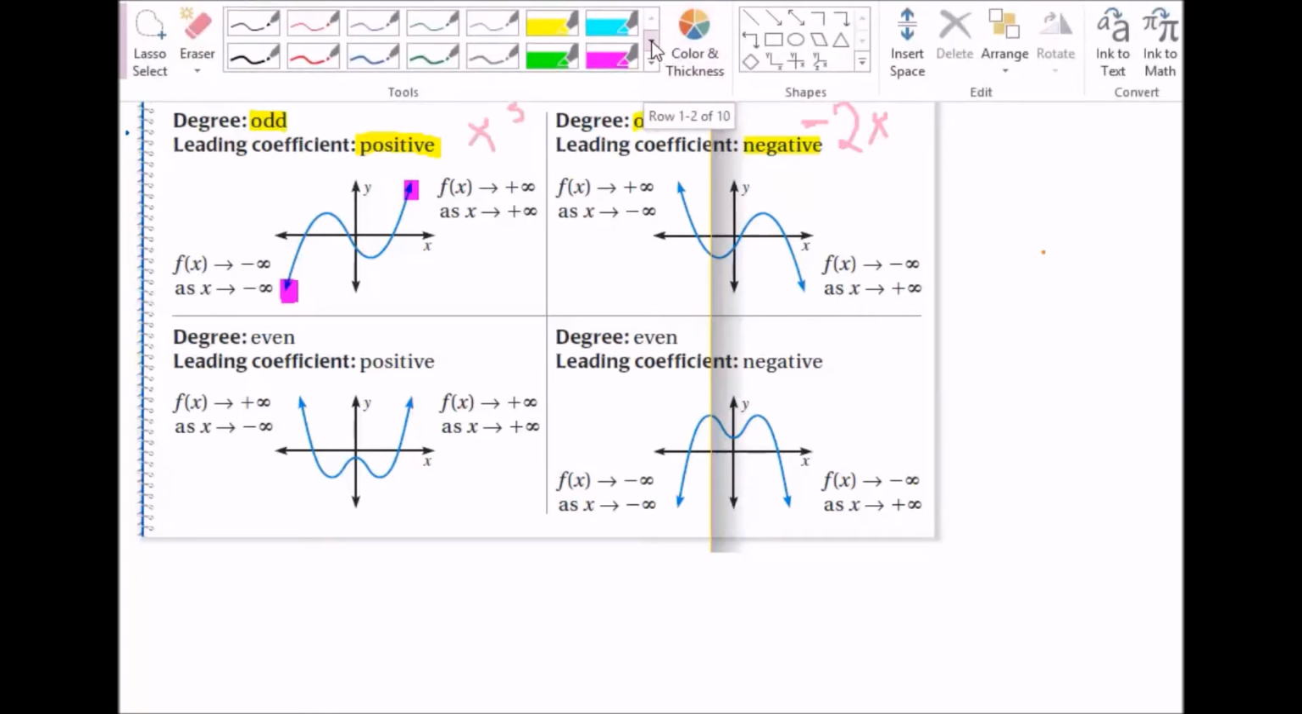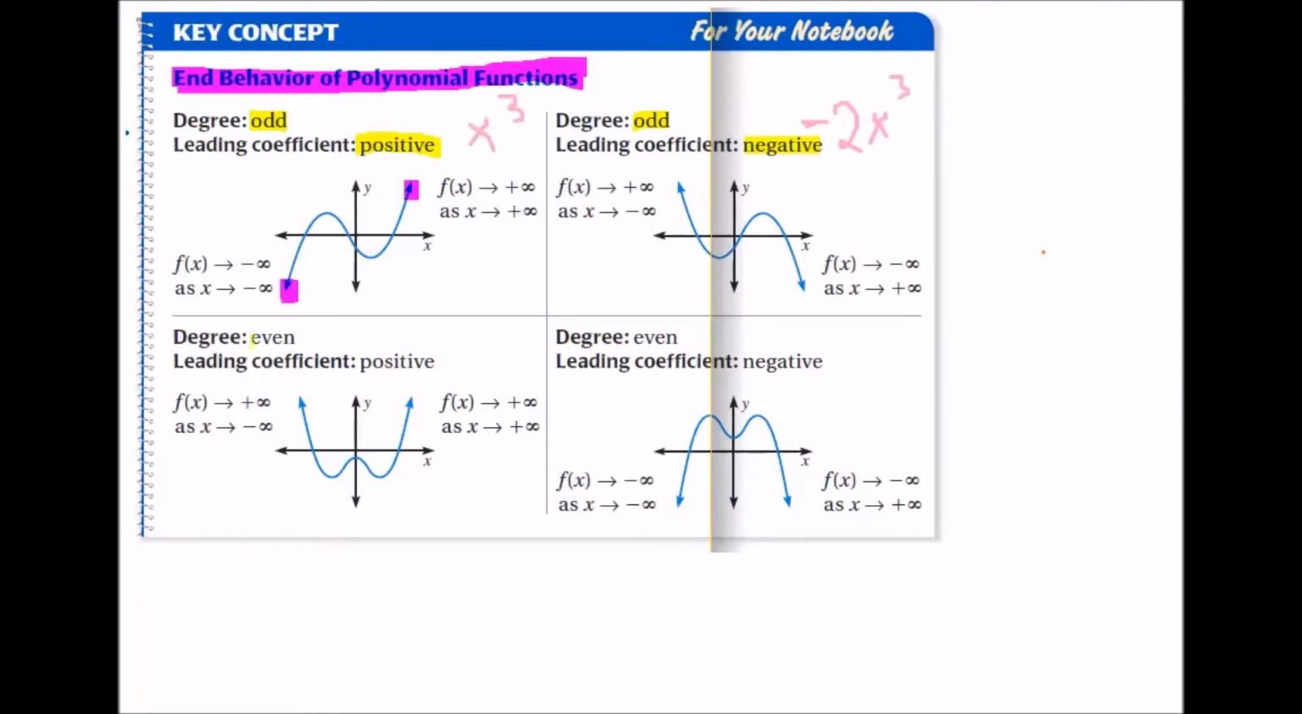Let's look at the bottom two. If the degree is even, like x squared or x to the fourth or something, and the leading coefficient is positive, it makes a W-like shape. And it will continue on towards positive infinity in both directions.